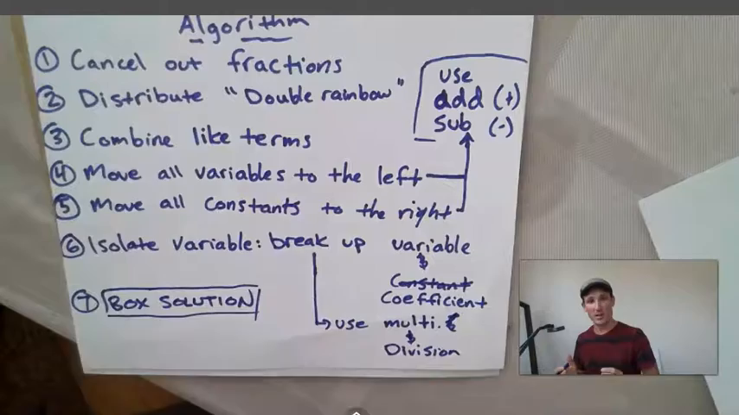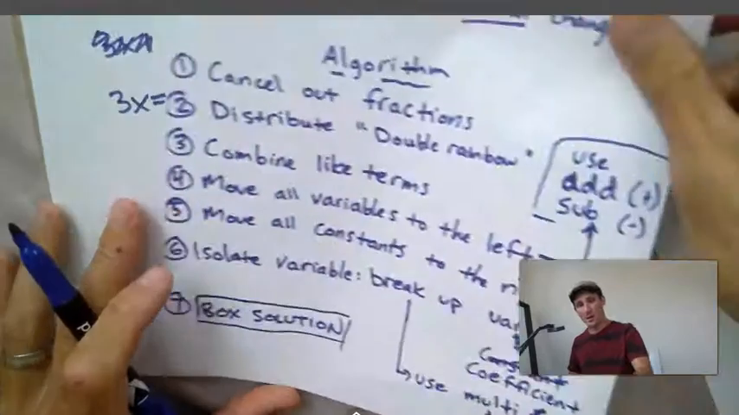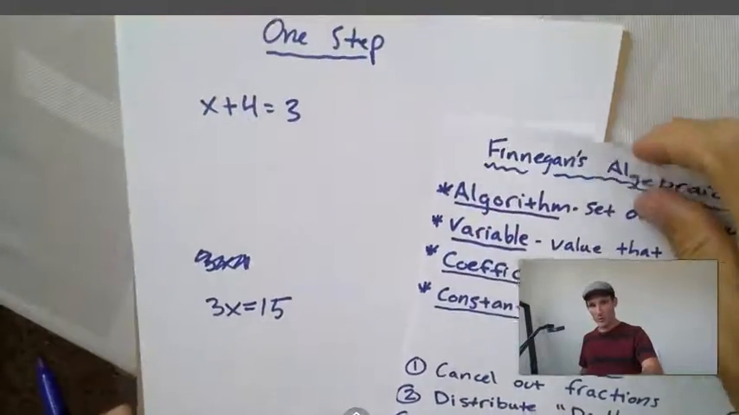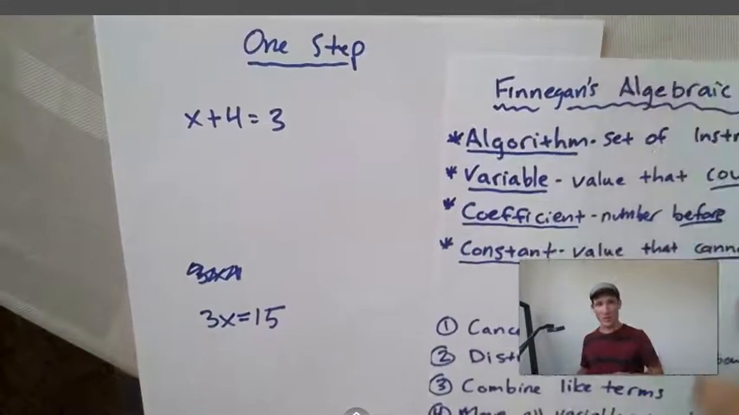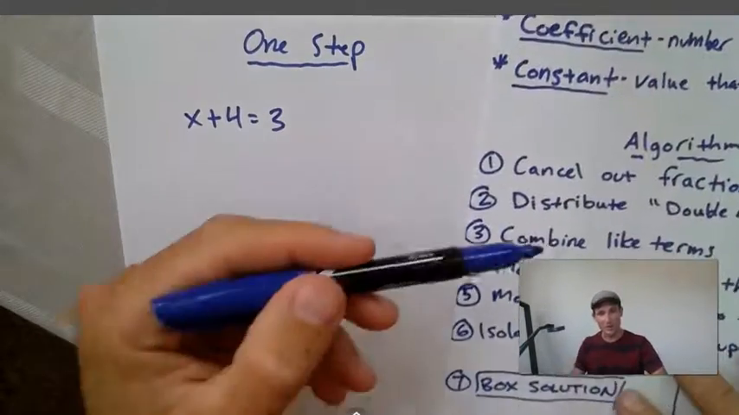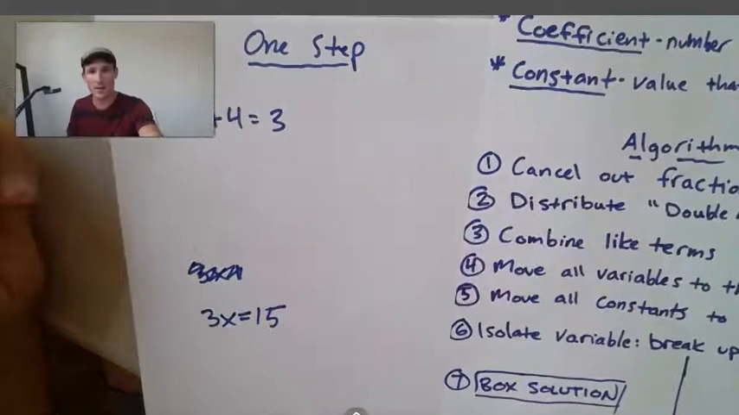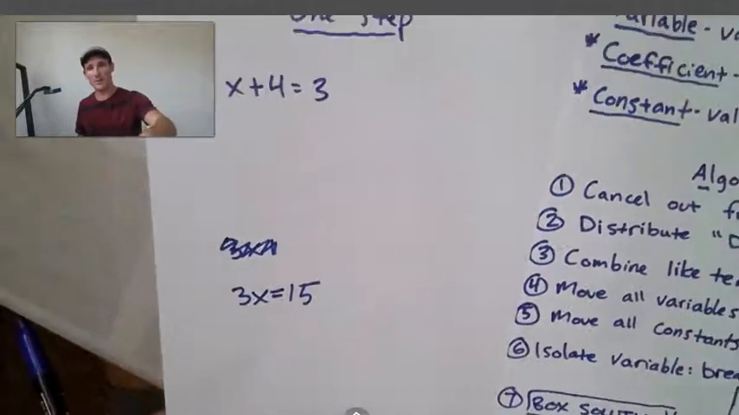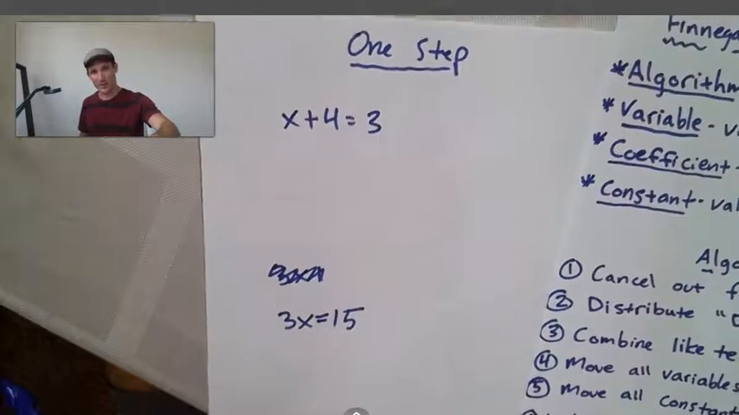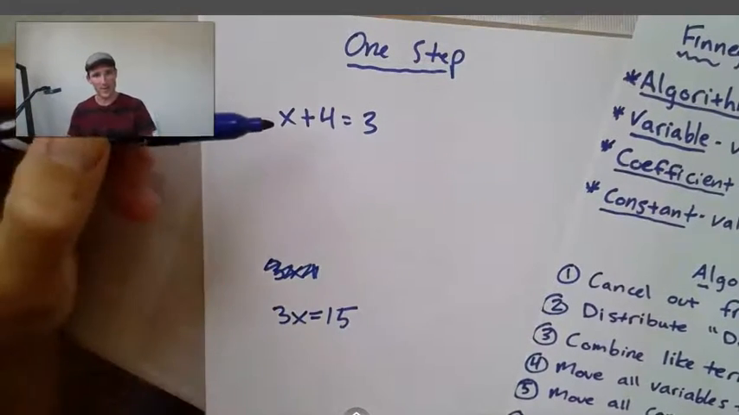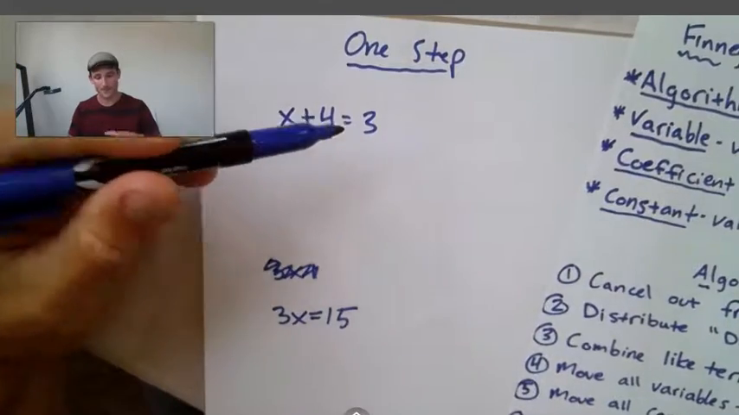All right, let's look at an example. We're going to start very, very simple, okay? I'm going to keep this right here, and we're going to start. We call these one-step equations because guess what? They only use one step. Let me move my head out of the way. I'm going to keep my algorithm really close because that's my best friend, right? So our first equation is x plus 4 equals 3.